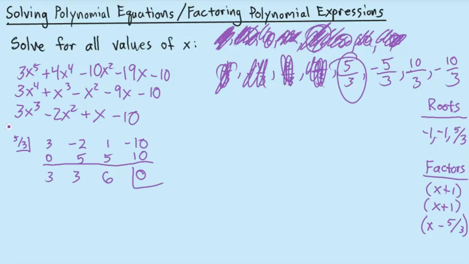Now I have good news for you. Step 4 says if at the end of this process you have only 3 numbers at the bottom plus your remainder of 0, now you can move on to step 5. So the reduced polynomial is now 3x squared plus 3x plus 6. And so this is a quadratic, and now we can move on to step 5.